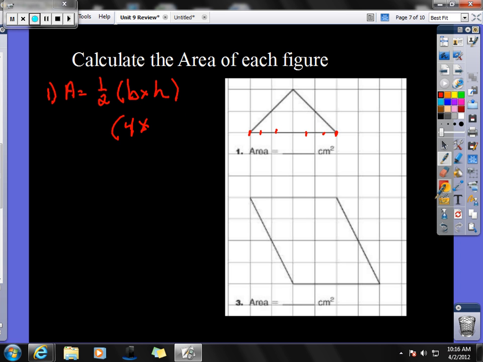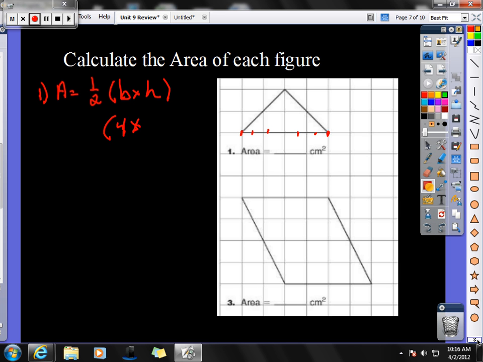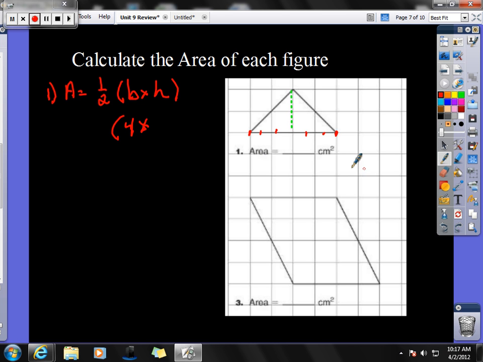times how high. Now the height of my triangle is usually the one that gives us the most issues, and the height of my triangle goes from the tip of my triangle straight down. The key word is straight down. It's got to be perpendicular to my base. Has to be straight down. That leaves me with 1, 2 as my height.